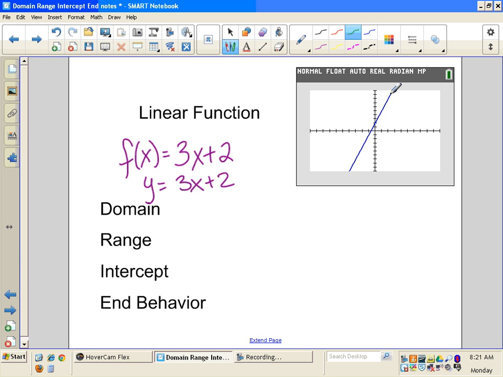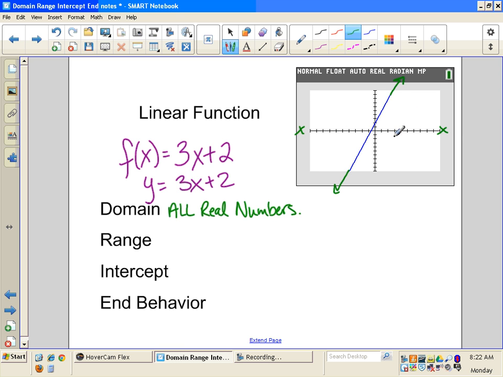The domain is going to be all of the x values that I'm using in my function. Since this line extends forever in both directions, I'm using all of the x values this way and all of the x values this way. I'm not limited in my use of x values at all. I could plug in 1, I could plug in 1.5, I could plug in 500, I could plug in negative 10.2. So my domain is all real numbers. And remember our types of numbers discussion from the beginning of the year: real numbers are any numbers you can place on a number line.